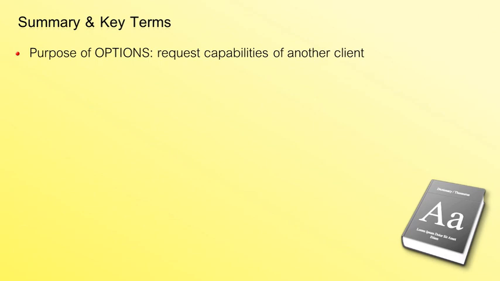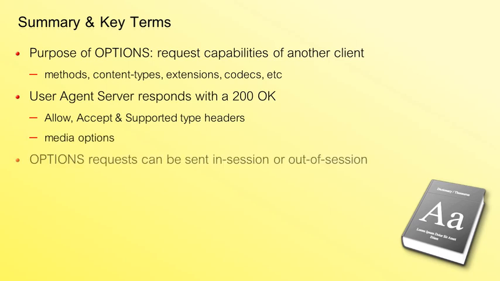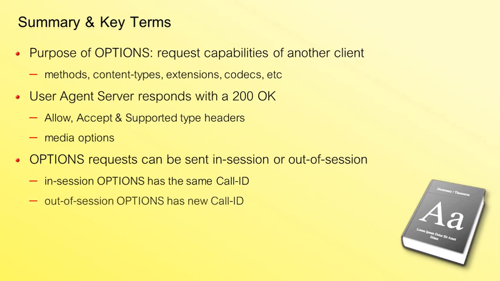So, in summary, the purpose of the OPTIONS request is to request capabilities of another client: supported methods, content types, extensions, codecs, etc. If agreeable, a user agent server responds with a 200 OK, complete with Allow, Accept, and Supported headers that define its capabilities. It also includes its media options in the payload. OPTIONS requests can be sent in session and out of session. In-session OPTIONS have the same Call-ID, and out of session OPTIONS have new Call-IDs.